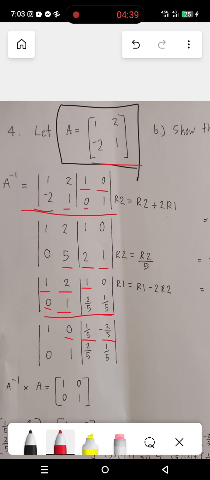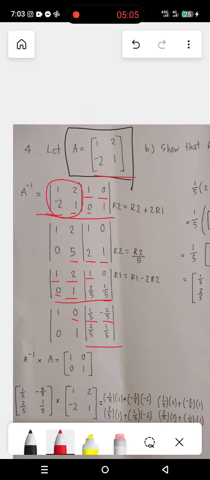So now we have already accomplished our goal, which is turning our matrix A into its identity matrix form. So this one, which we have formed, is the inverse of A. That's it.